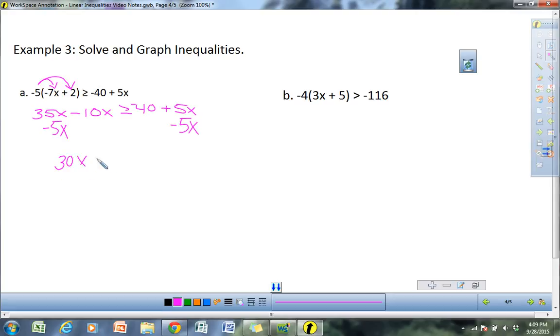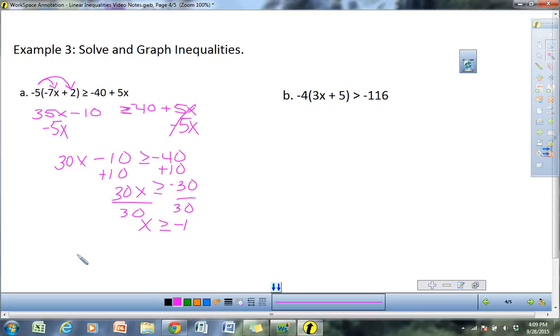So I get 30x. Oh, did I write minus 10x there? That should just be -10. Sorry about that. 30x minus 10 is greater than or equal to -40. My 5x and -5x cancels out. Now, it does matter, and I want to move my 10 over so that I have like terms. 30x is greater than or equal to -30. Divide by 30. So x is greater than or equal to -1.